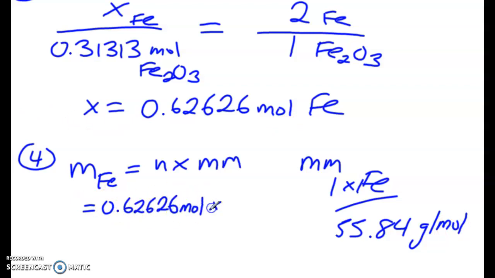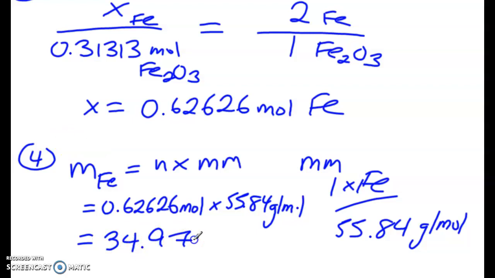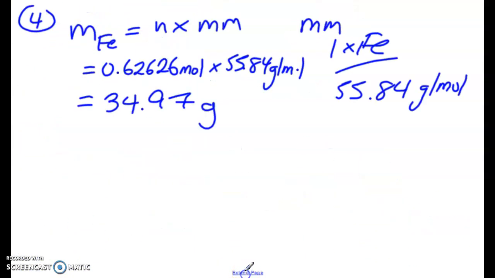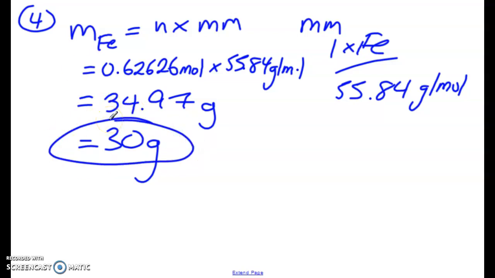So our mass here is going to be 0.62626 moles times 55.84 grams per mole, which gives us 34.97 grams. Now let's take a look at sig figs. Ooh, this is not great. 50 with no decimal place is actually only 1 significant digit. So this 34.97 actually is going to round to 30, because the 4 is closer to 30 than it is to 40. So we have 30 grams of iron.